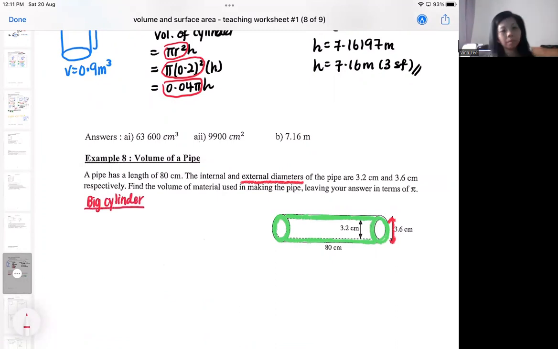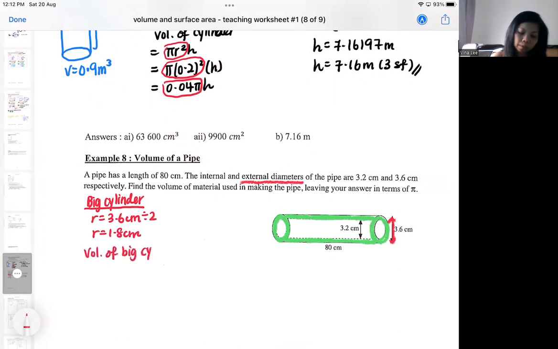Be step by step, label, and make sure you're very comfortable with what you're doing, so as not to get confused. The radius will be the diameter divided by 2. From here, I can find the volume of the big cylinder. That is pi r squared times height. This one, they wanted me to leave it in terms of pi, so don't press the pi. It will be 259.2 pi centimeter cube.